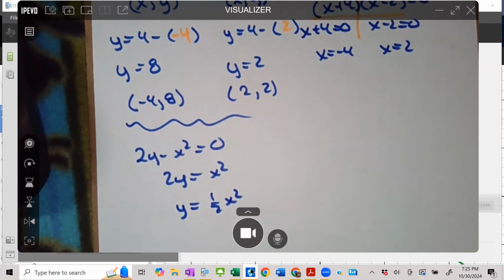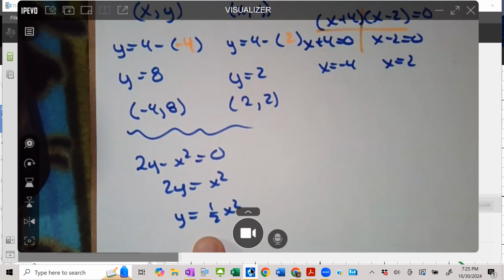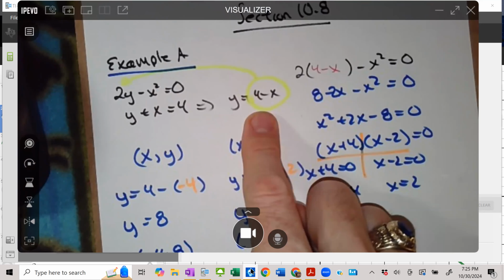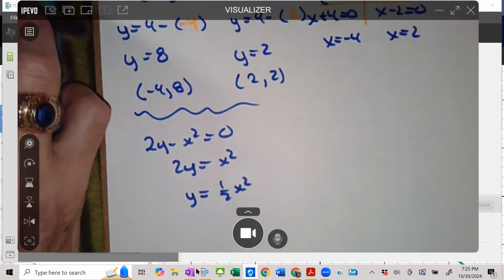So there we go. I'll plug both equations in there. I need to get y solved for in both. So here we go with one of our equations. Here's the other one. Let's see what they look like.